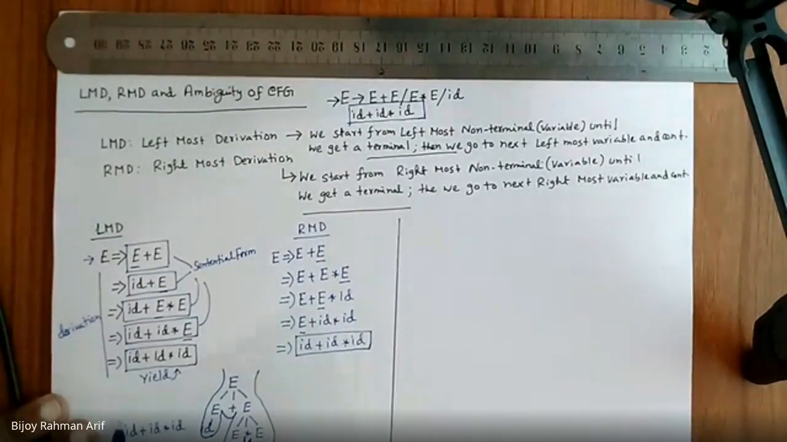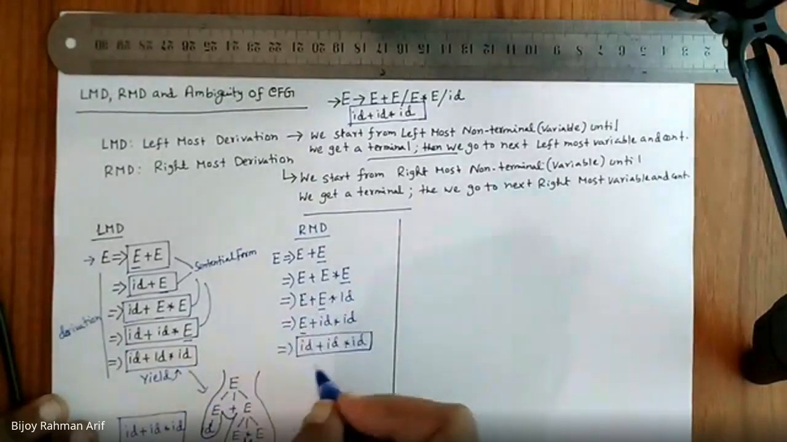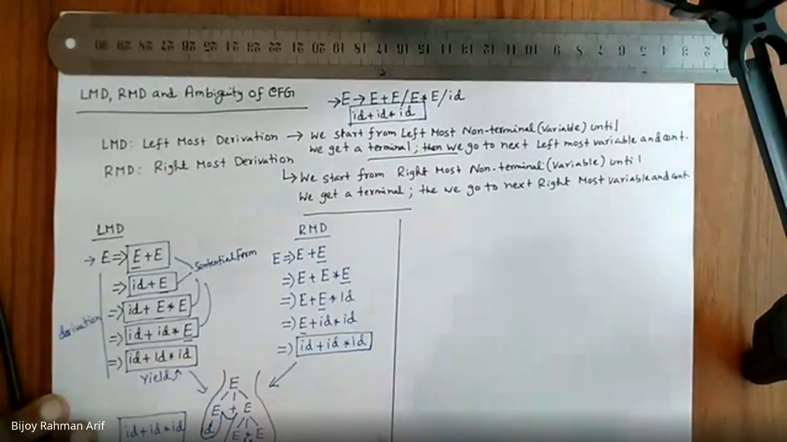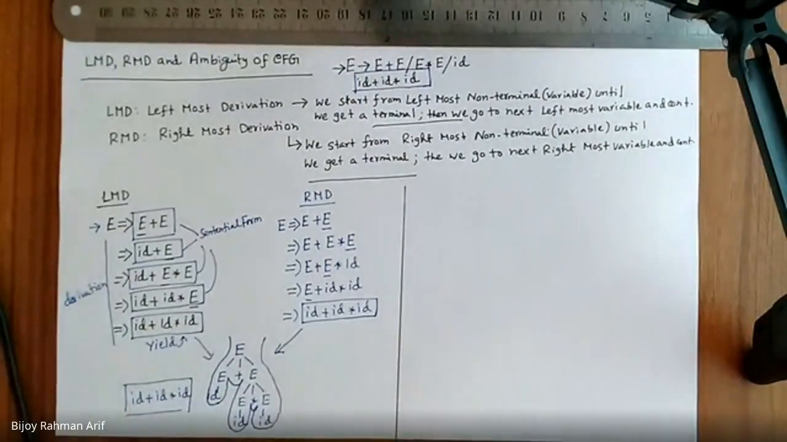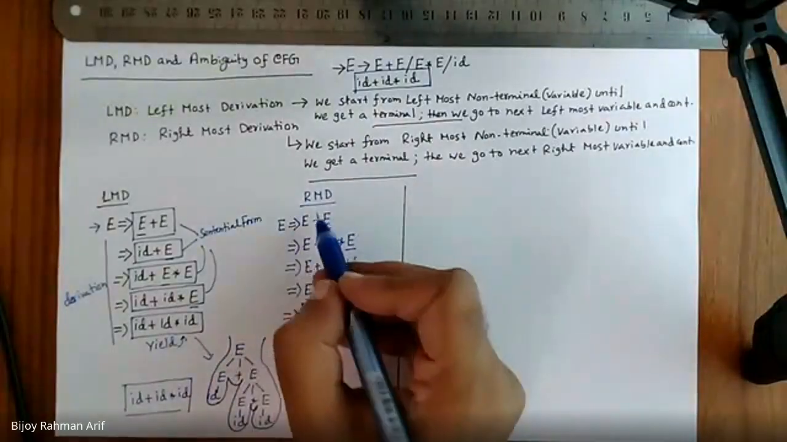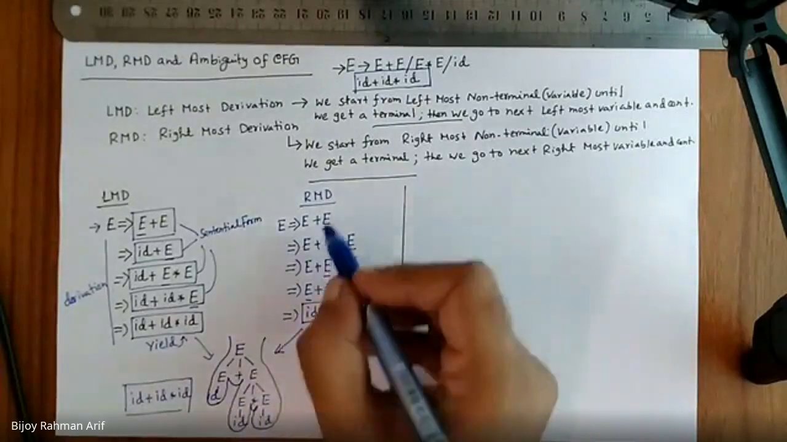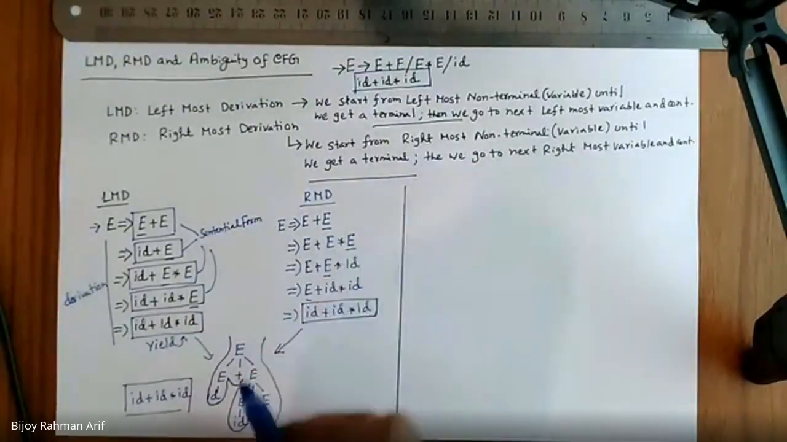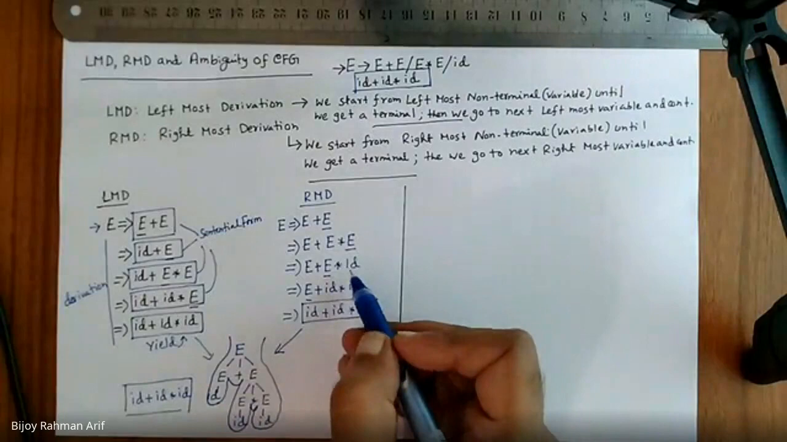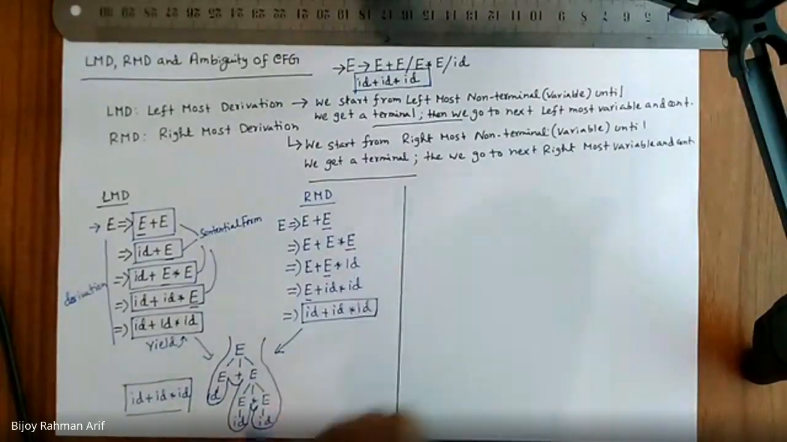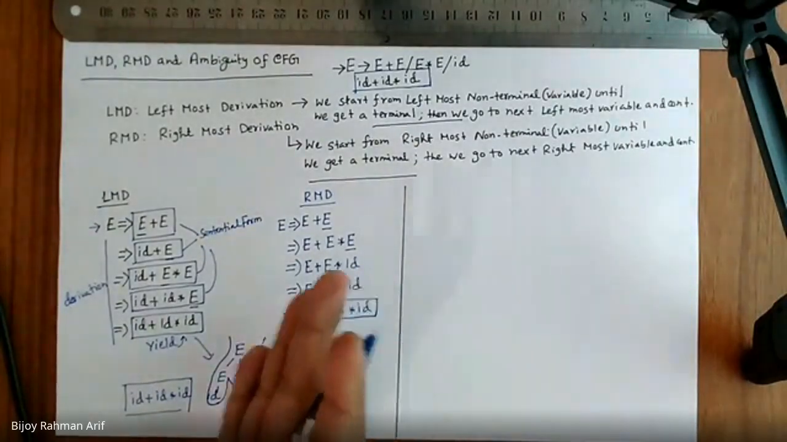Now the question is, if you convert this RMD to a parse tree, do you get a different parse tree? No. You can check. We start from E, replace it the same way. Then this one is replaced by E star E. Then this one is replaced by ID, then this E is replaced by ID, and finally this E is replaced by ID. Same parse tree.